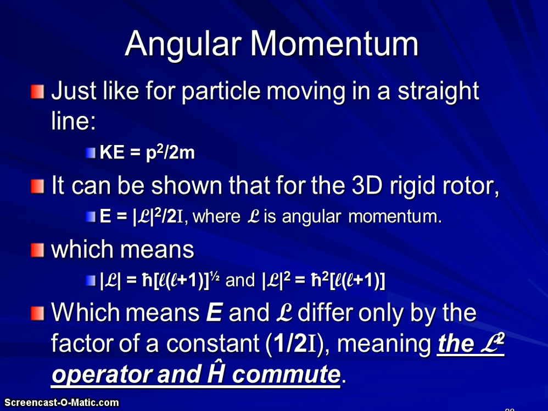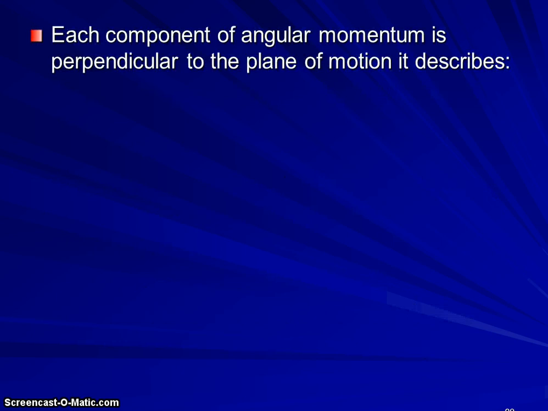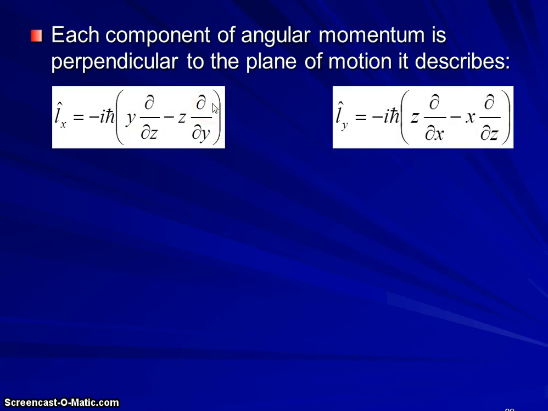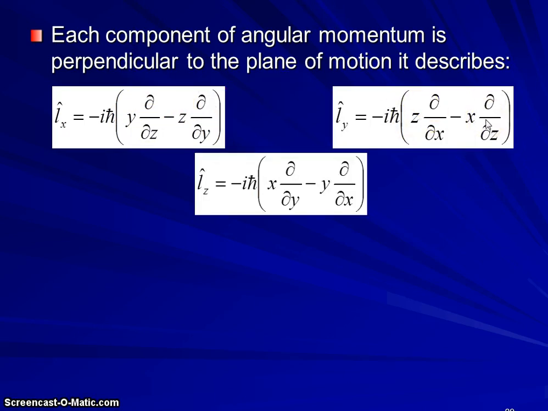Now each component of angular momentum is perpendicular to the plane of motion it describes. So L sub x, the angular momentum operator for the x-axis, is going to deal with the z and the y-axis, and around the y-axis is going to deal with the x and the z, and around the z-axis is going to deal with the x and the y.